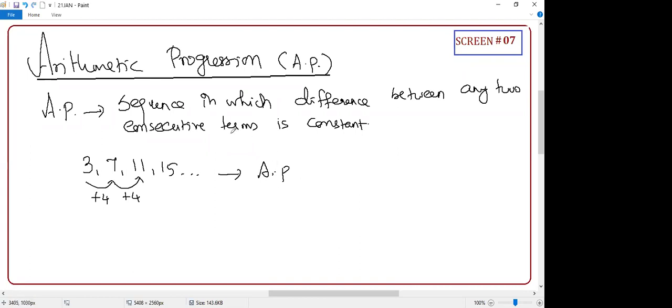Clear or not? But I feel this is better: the difference between any two consecutive terms is constant. Before that, you have to say it's a sequence first, which means it should satisfy some condition. Clear or not? So any doubt on this definition? What is arithmetic progression? No doubt, sir.